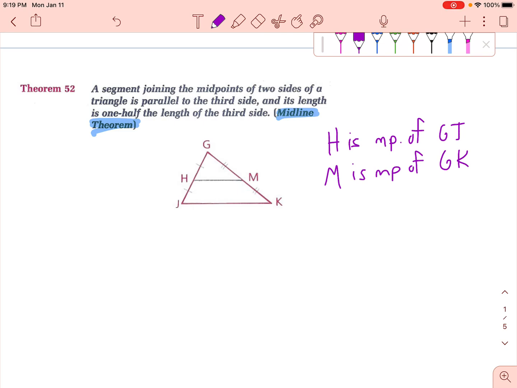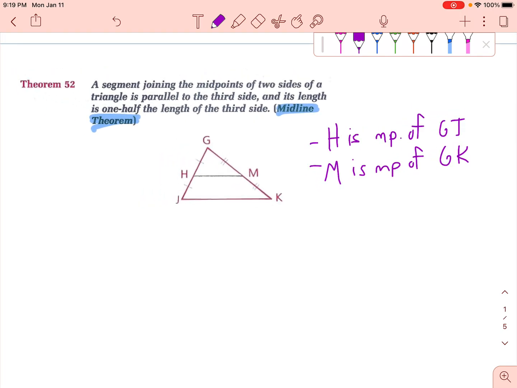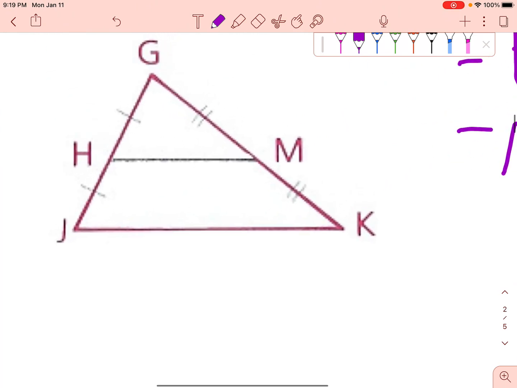Okay, if there's a segment drawn from H to M, every single time, that segment is not only going to be parallel to the third side, but it's actually also going to be half as large. So if this is 10, this would have to be 5.